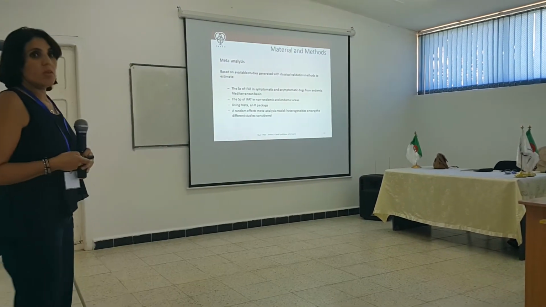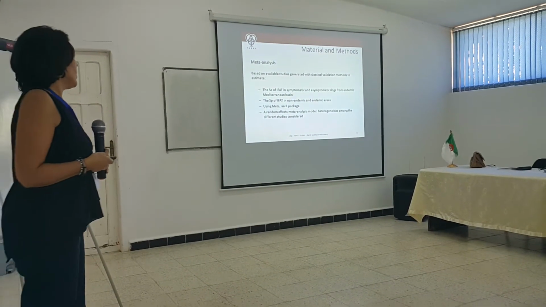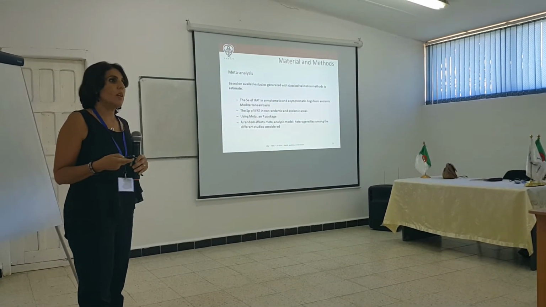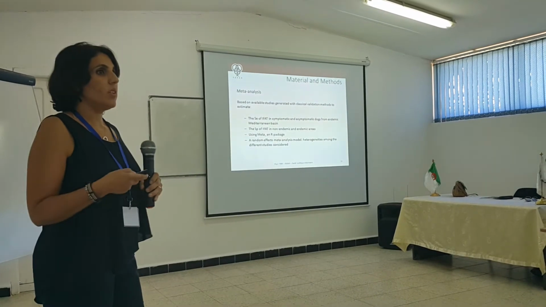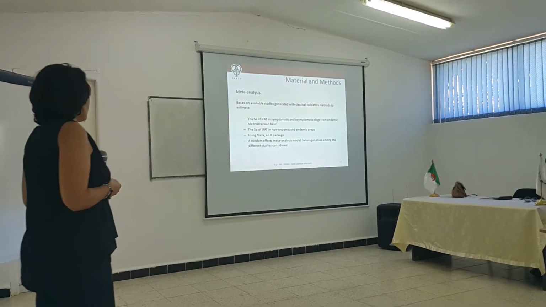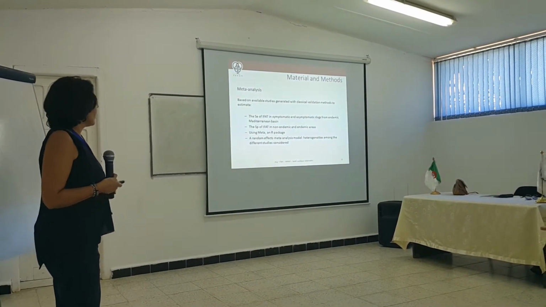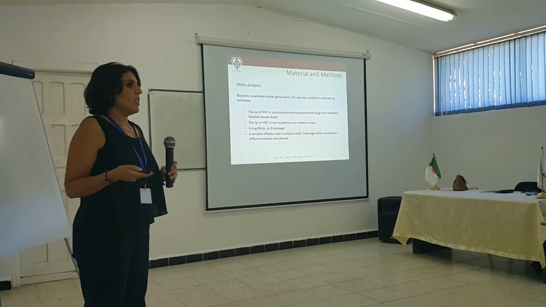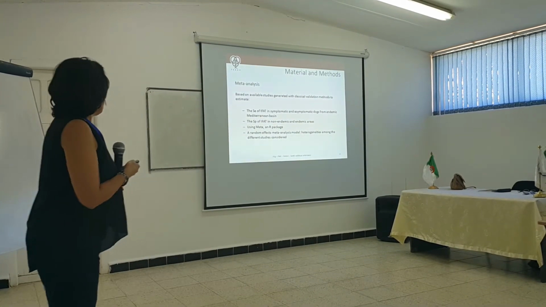Afterwards, a meta-analysis was carried out. A meta-analysis is a statistical method that can determine the accuracy of a test using the findings of different and independent studies. It was based on available studies generated with classical validation methods. Here, the classical validation methods means the contingency table method, the 2x2 table method.